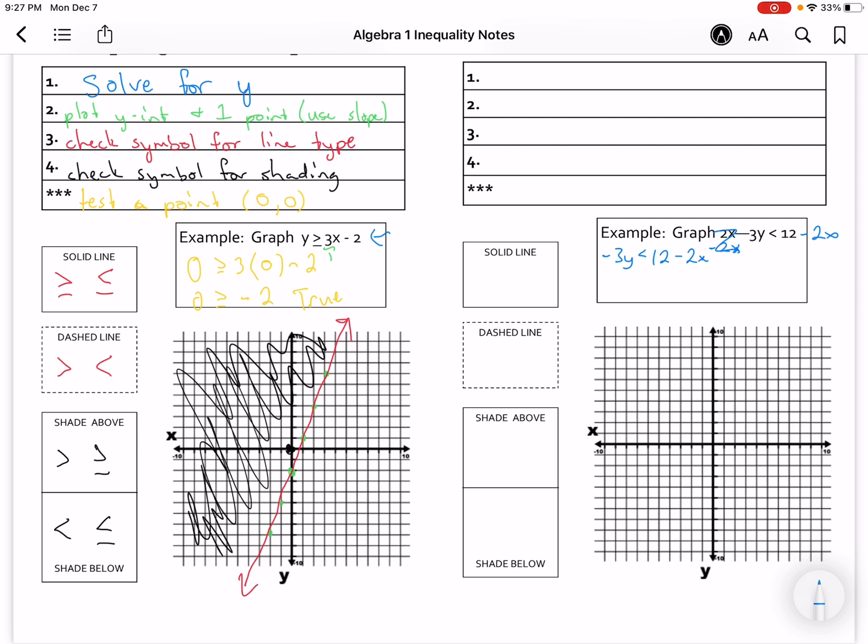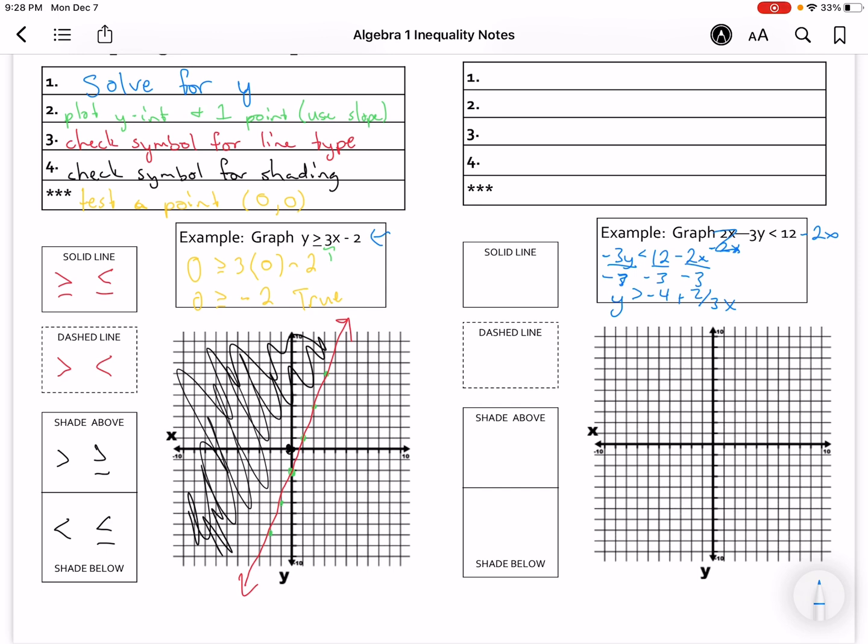All right, now for the next step, I need to get y alone, so I'm going to divide by a negative 3. And I'm going to divide all three parts by the negative 3. So that would leave me with y. Now, if you remember, anytime I divide by a negative, I'm going to flip my inequality symbol. So now it's y is greater than a negative 4. 12 divided by negative 3 is negative 4. And then negative 2 divided by negative 3 is 2/3. So it would be plus 2/3 x.